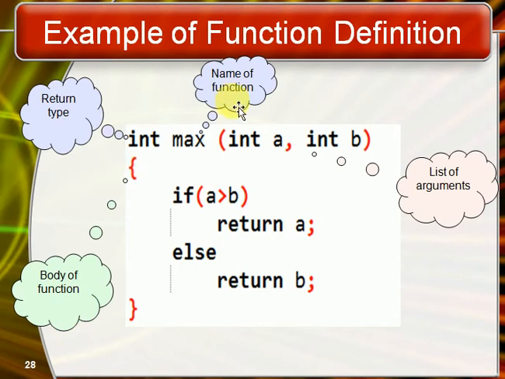Sample example of function definition highlighting various parts of this function. Suppose we want to find the maximum between two numbers, then int max, int a, int b, opening curly bracket, if a is greater than b return a, else return b. This int shows the return type. The function will return a value of type integer. This is the name of the function as an identifier, it's not a keyword.